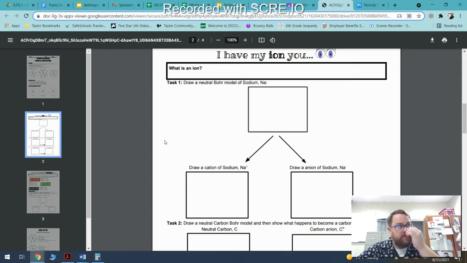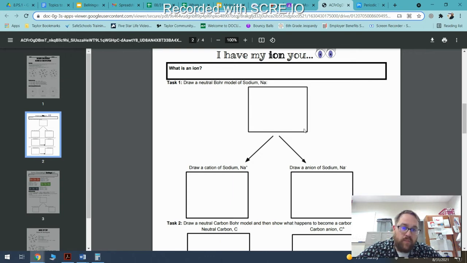What is an ion? Well, we've said this several times, but I'll say it one more time. An ion is an atom that has either a positive or negative charge. That means that it has an uneven amount of protons and electrons. So it either has more electrons or less electrons than protons.